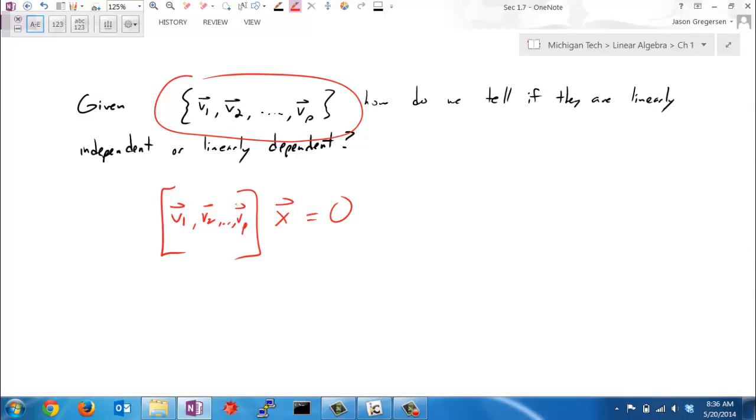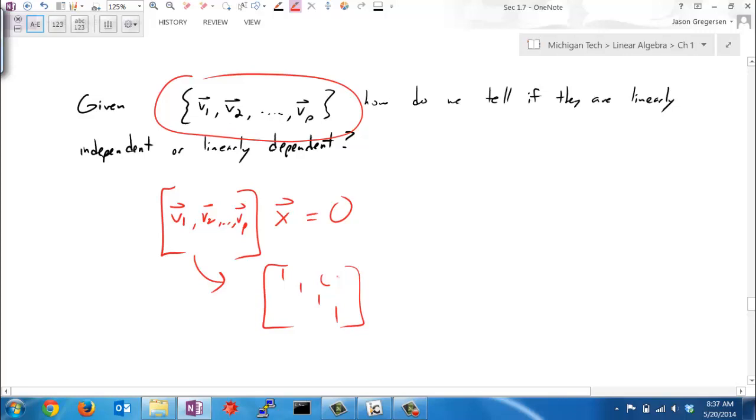Now I have this thing. I'm going to do my row reduction on this. I'm going to have a couple different possibilities for outcomes. One outcome would be this thing, a bunch of zeros up there and down there. If I get that as my row reduced matrix, what would that tell me about whether these are linearly independent or dependent?